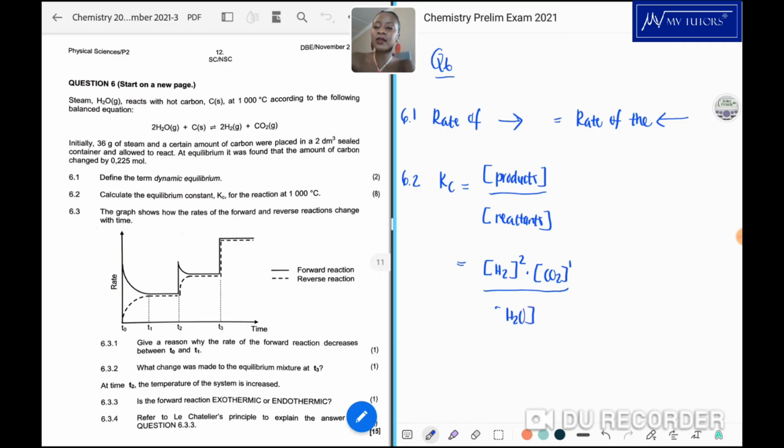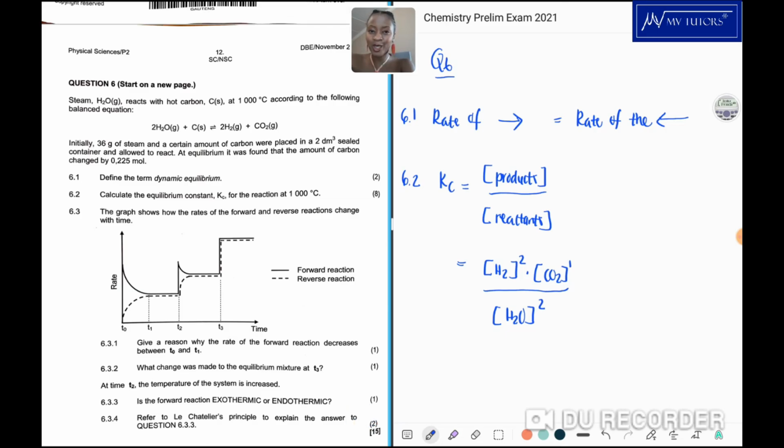Remember, when it comes to calculating the equilibrium constant, you do not involve solids and liquids, only gases and aqueous solutions. So please do not make that error of adding solids as well as gases. So in this case, carbon as a solid is not included in the equilibrium constant equation. So basically we need to get the concentration of hydrogen, of carbon dioxide, and steam.